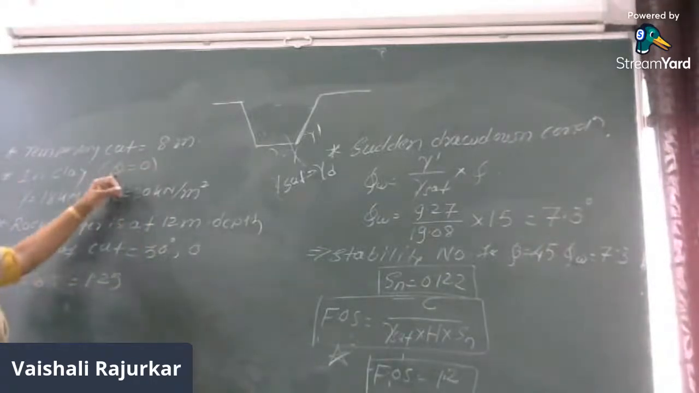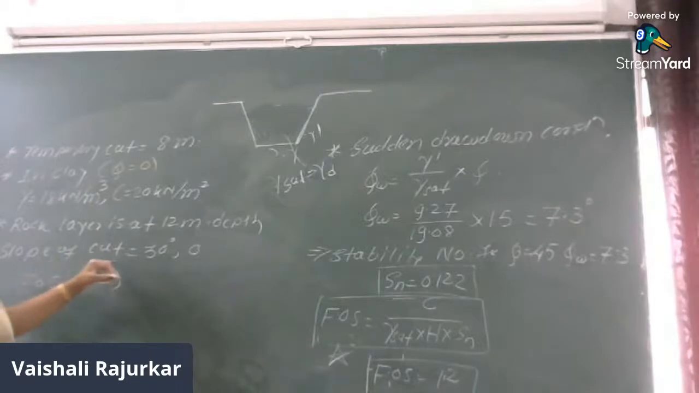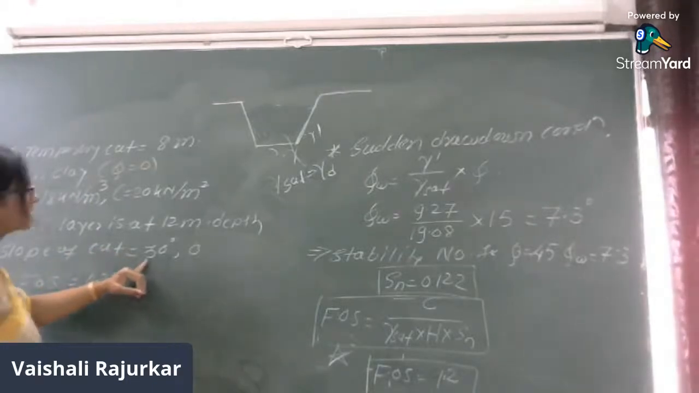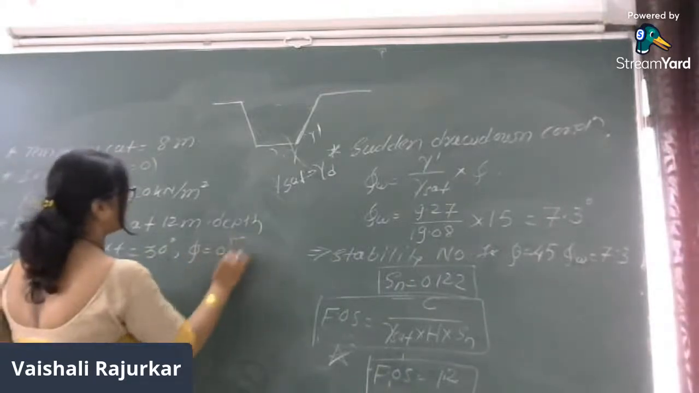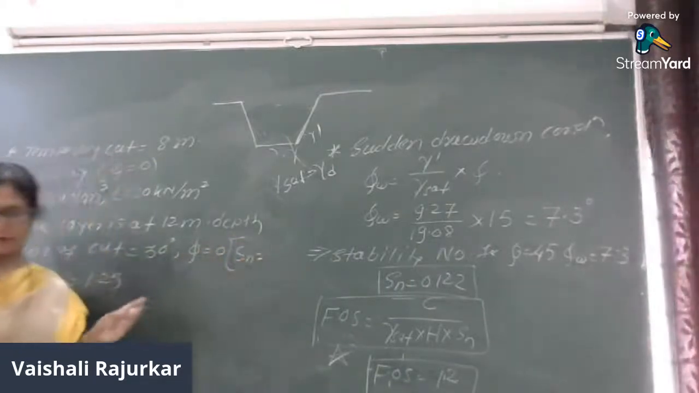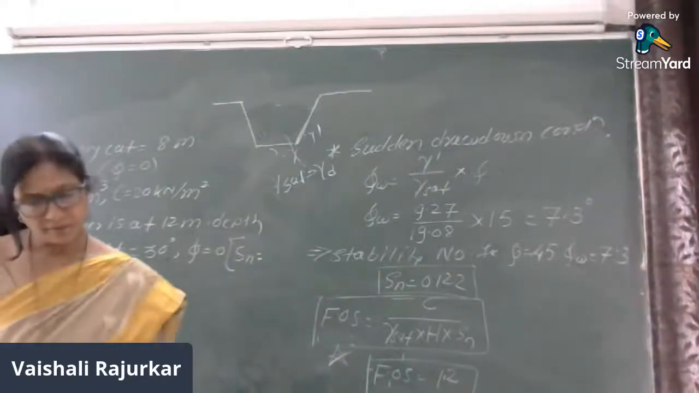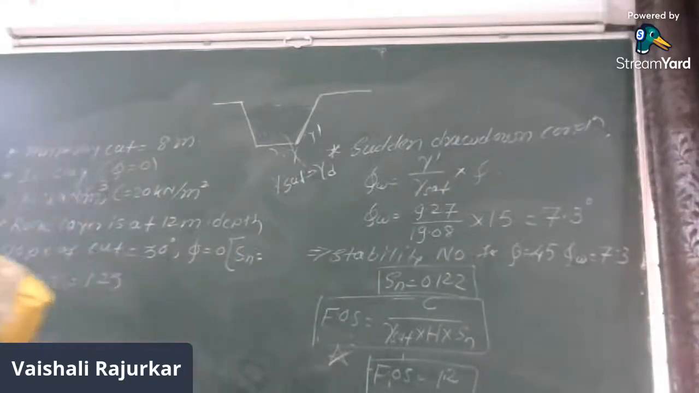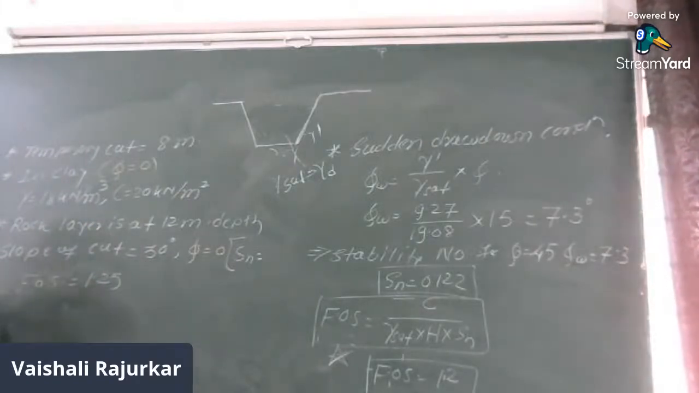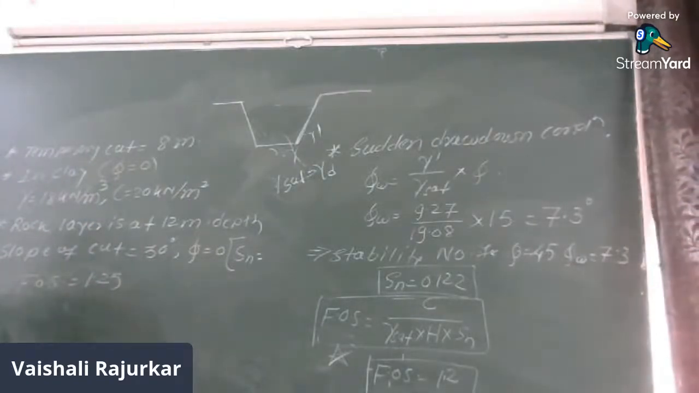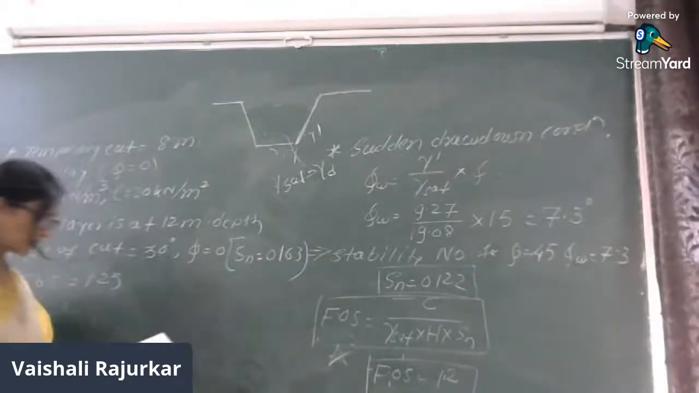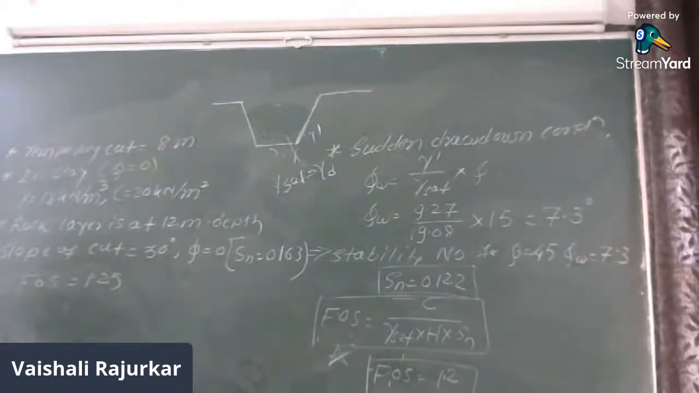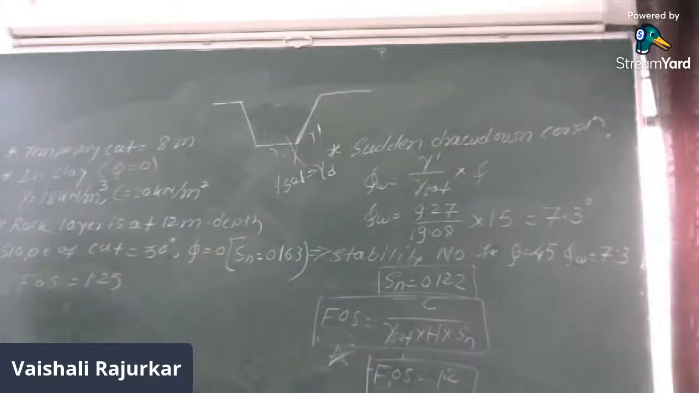In that case, your phi value is 0 and the slope of cut is given as 30 degree, and for phi 0 and beta 30 you have to find out the stability number. The stability number is given as 0.16. So this much data is given to you. In this case, you have to find out the factor of safety.